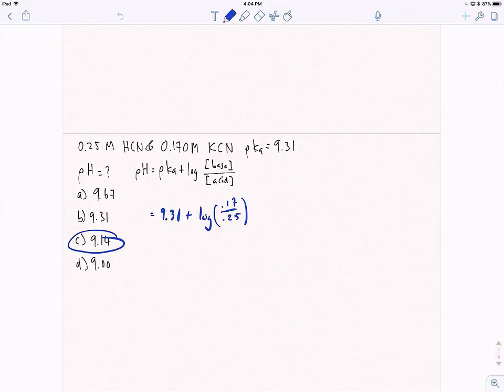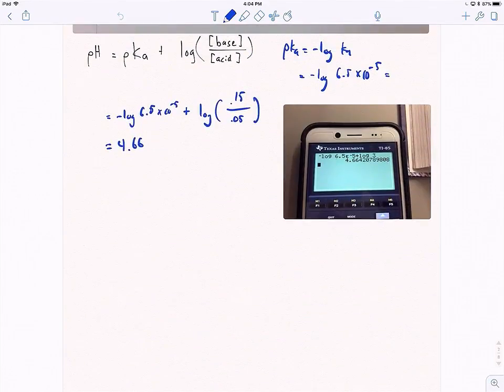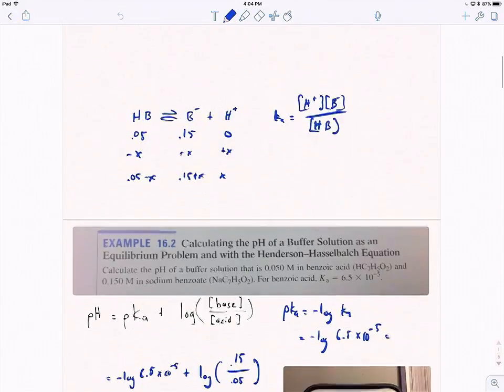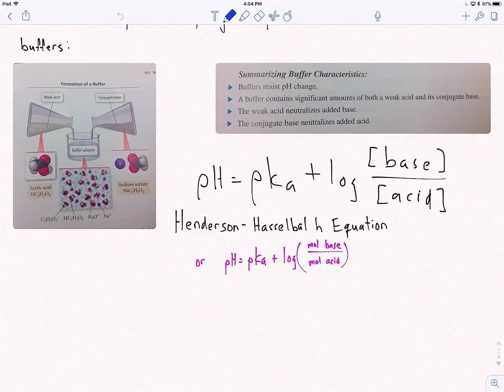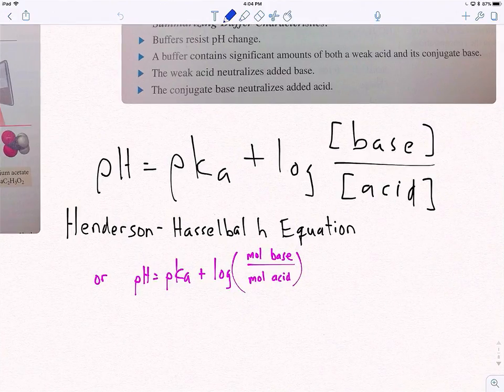And let me reiterate that this Henderson-Hasselbalch equation has the discount of x included in it. So if you want to do the equilibrium and then solve a quadratic, you will get a different answer than the Henderson-Hasselbalch equation because this equation discounts the x.